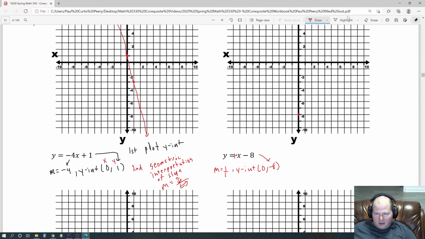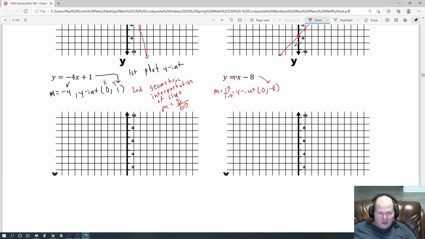So I'm going to plot it right there. Okay. And then next, I have a 1 over 1. Well, that's going to be a +1 over a +1. So I'm going to go up 1 and to the right 1. And I can keep doing this as many times as necessary, and every one of those points needs to be on this line. So let's see if I can draw a straight line this time. That's better. Okay. So there you go. I graphed it. Let's try another one.